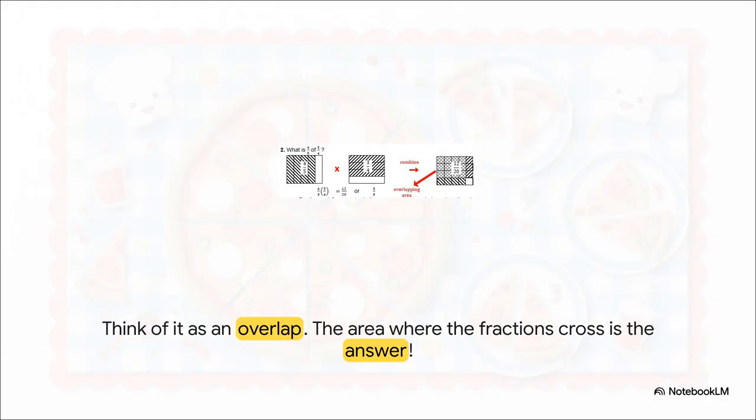And this slide shows you exactly what's happening. See the first shading? That's the 3/4 of the pizza that's left. Then we take half of that area. The part where they overlap, that's our answer. That's the fraction of the original whole pizza that you're eating. It's a really brilliant way to see what multiplication is actually doing.